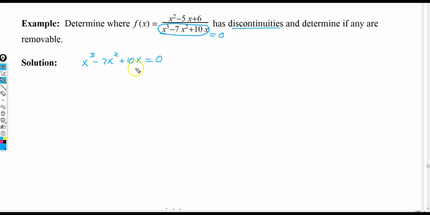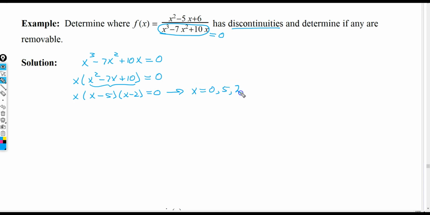Now let's see, this factors as, and this term here further factors as, and this has solutions. Alright, so at these points, 0, 5, and 2, those are the values where the function is not going to be continuous. Now let's determine if any of these are removable.